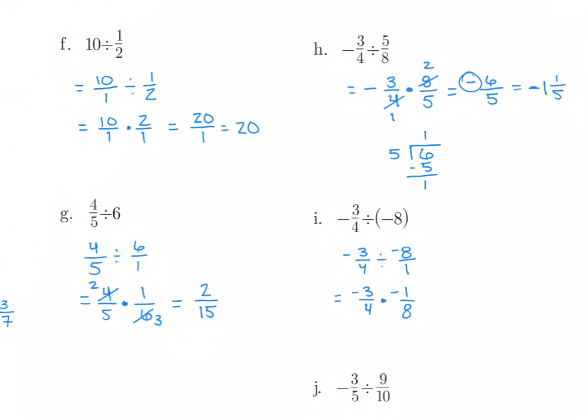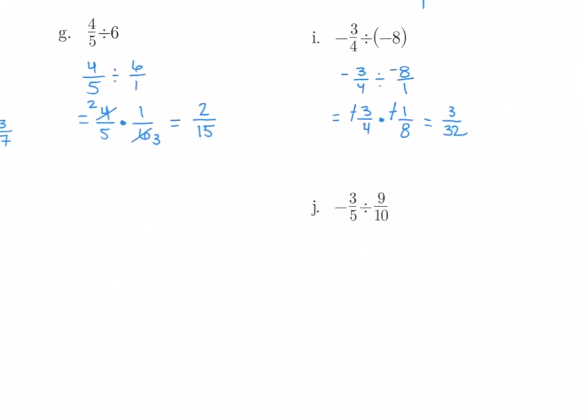Now you can write this as 1 over -8, but one thing to note is the negative can move anywhere in the fraction. It can be in the top, it can be in the front, it can be in the bottom. It doesn't matter. If we go ahead and multiply across now, we get 3 times 1 is 3. 4 times 8 is 32. And my negatives cancel. So my final answer is 3 over 32.